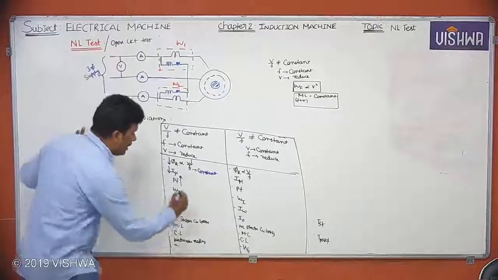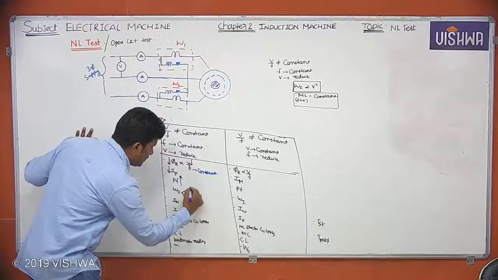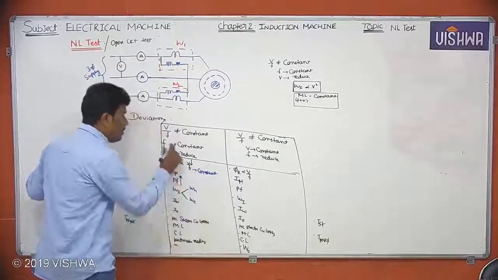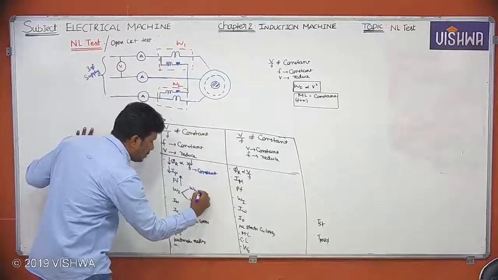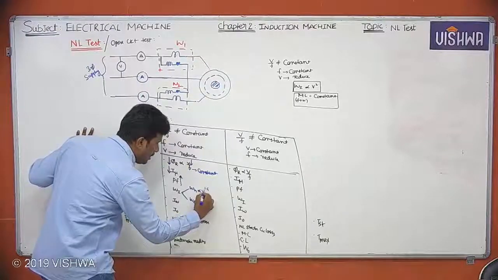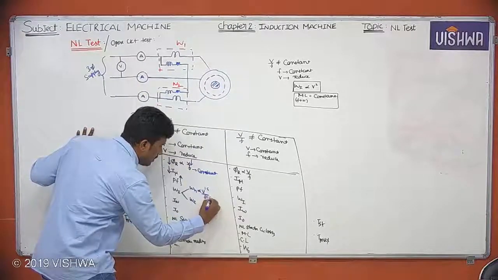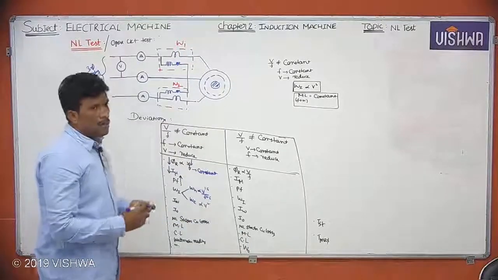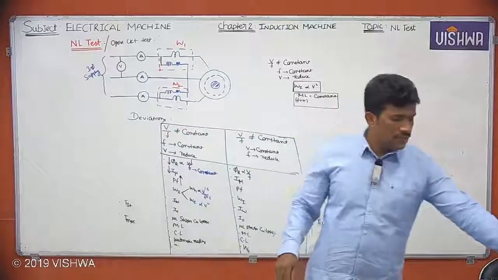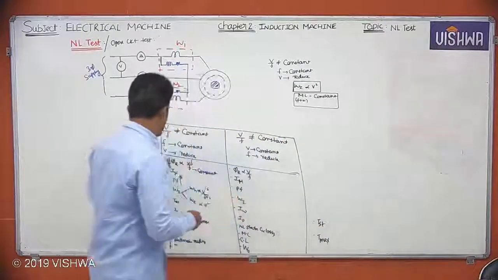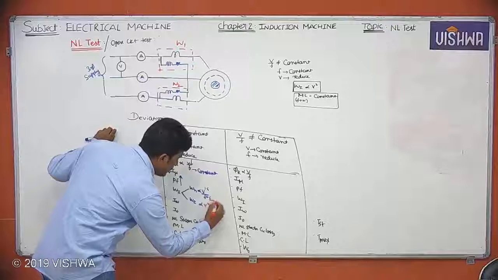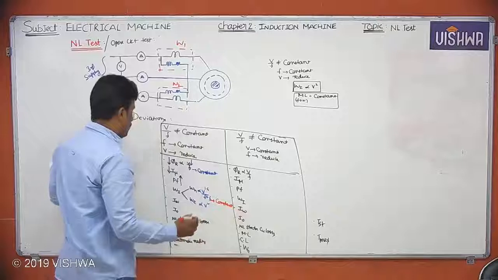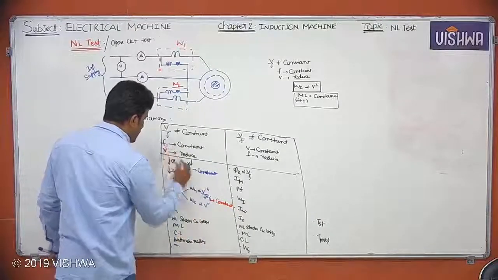Now, what about iron loss? Iron loss means you have WH and WE. Whenever V by F is not equal to constant, you know WH is proportional to V power 1.6 by F power 0.6, and WE is proportional to V square. Since frequency in this case I just maintained constant, we are reducing voltage, right?